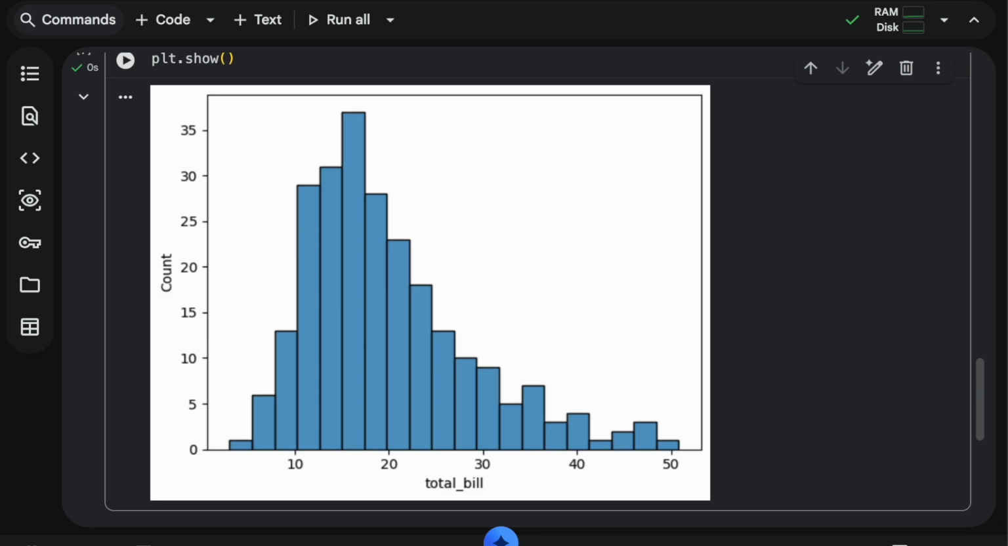This visualization is helpful because it allows us to see patterns that might not be obvious just by looking at raw numbers. It also provides a foundation for further analysis, such as comparing tips given for smaller versus larger bills, or examining whether mealtime or party size affects the distribution of bills.